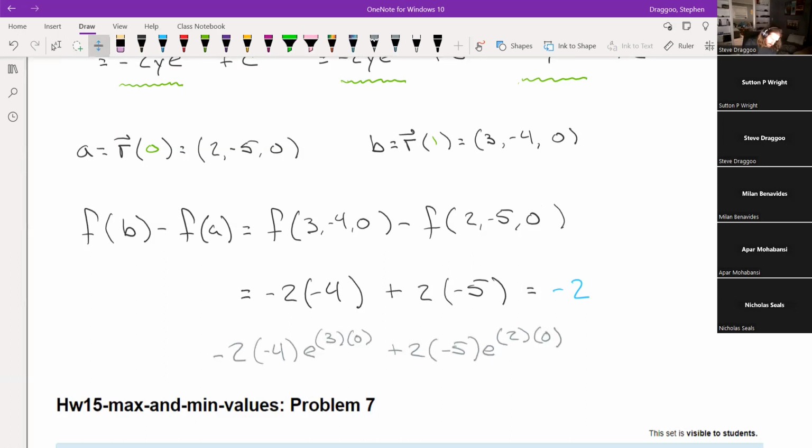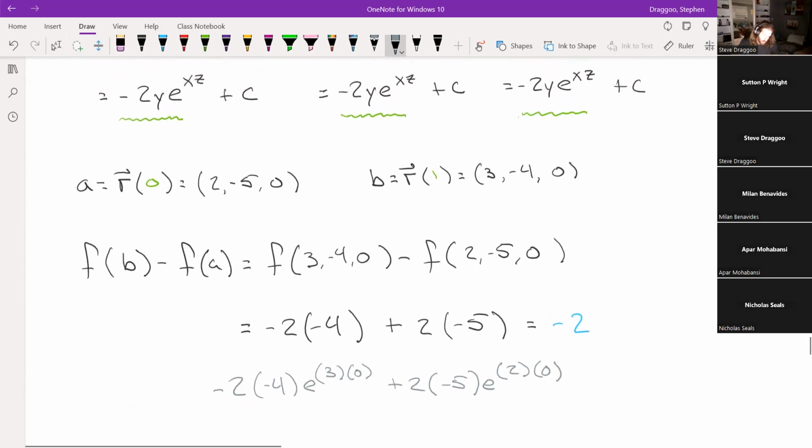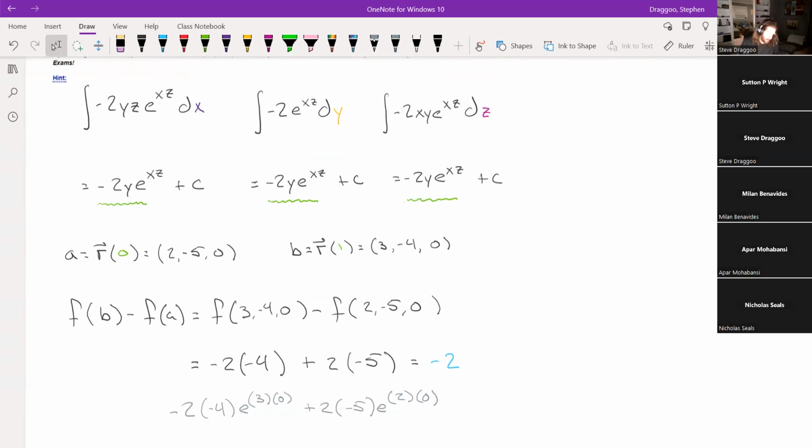I'm sure that there's at least a couple of you guys out there that were wondering where I was pulling those numbers from. I was getting them from that function f that we had established up here. F is -2y e to the x z.